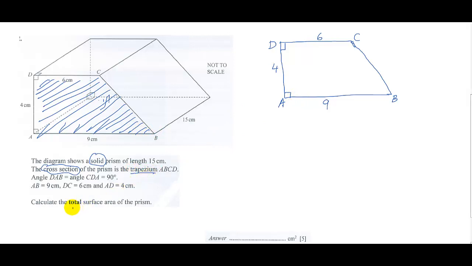So we have to find the total surface area of the prism. You know the formula for the total surface area of the prism. Let me write that.